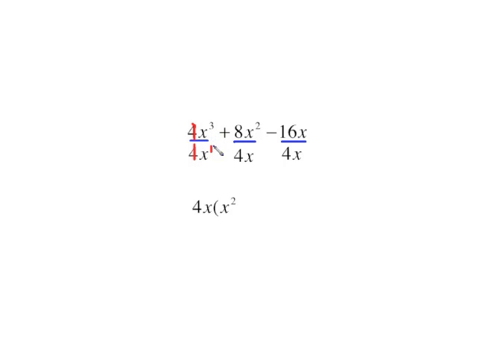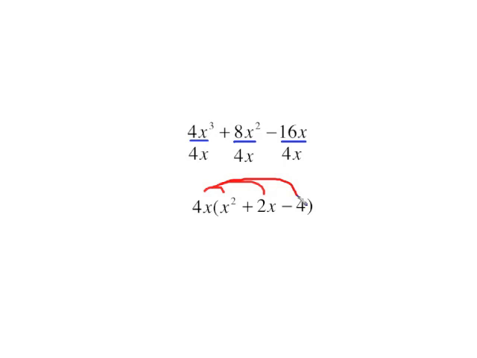X cubed over x to the first, this is just our quotient exponent law. Keep the base and subtract the exponents. 3 minus 1 is 2. Over here, 8 divided by 4 is 2, and then subtract your exponent and get 2x. Here, 4 goes into 16 4 times, and in this case, the x's are just going to cancel out entirely, and we have minus 4.